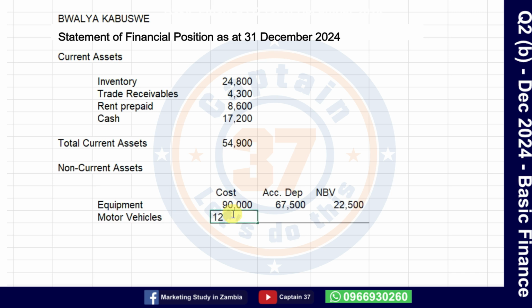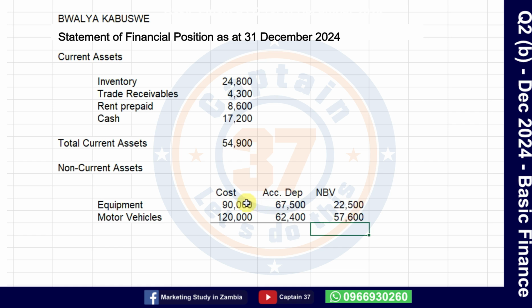When it comes to the motor vehicles, the cost or the value for the motor vehicles, we are told, was 120,000. The accumulated depreciation is 62,400. Now, when we subtract the accumulated depreciation from the cost, it's going to give us our net book value. And our net book value is 57,600.